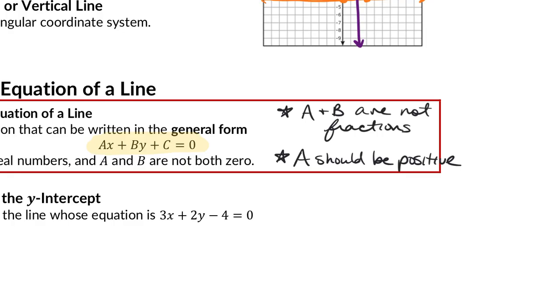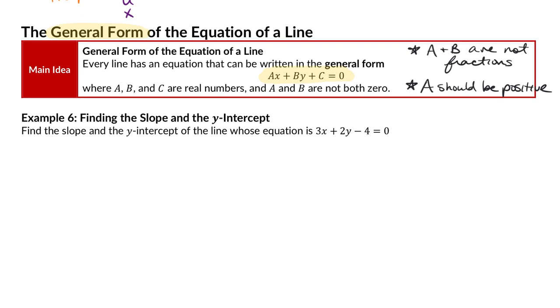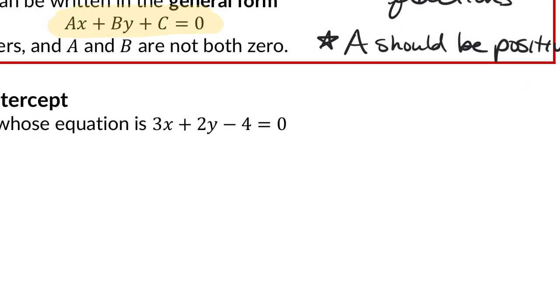But if we are given general form and asked to do things with it, it's really not that hard to solve the equation for y so that we can then talk about the slope and the y-intercept. Because from this form, from general form, we know nothing about the slope or the y-intercept. So we have to rearrange it so that we do get the correct numbers to talk to us about the slope and the y-intercept. So let's solve for y.